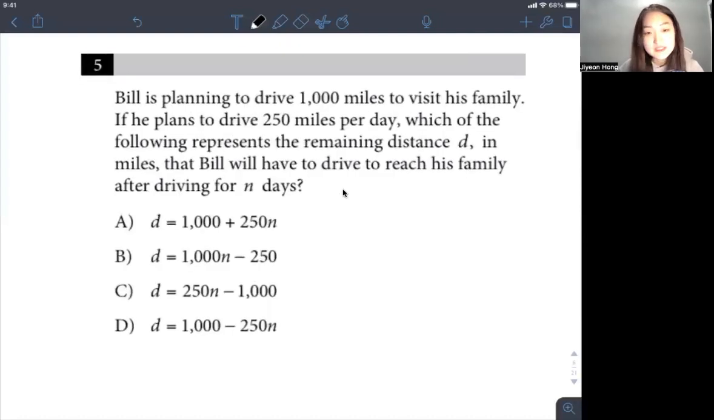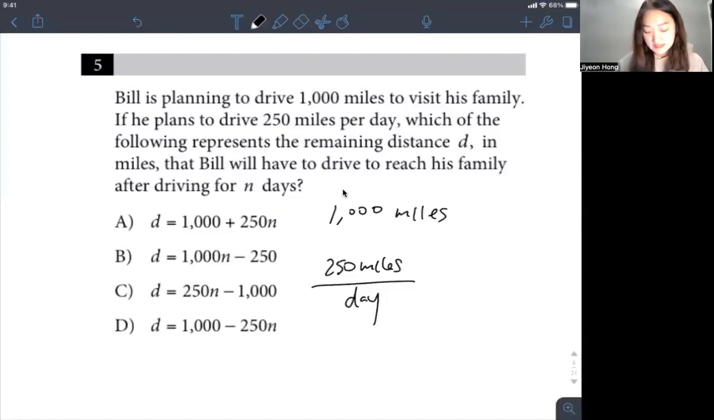Number 5, Bill is planning to drive 1,000 miles to visit his family. If he plans to drive 250 miles per day, which of the following represents the remaining distance D in miles that Bill will have to drive to reach his family after driving for N days? Essentially, there's a total of 1,000 miles he needs to drive. 250 miles per day, and we multiply that by the number of days he drives, N days. By multiplying 250 miles per day by the number of days he's driven, we get the total amount that he already drove.